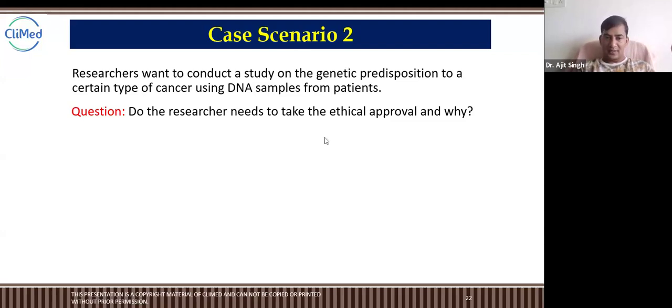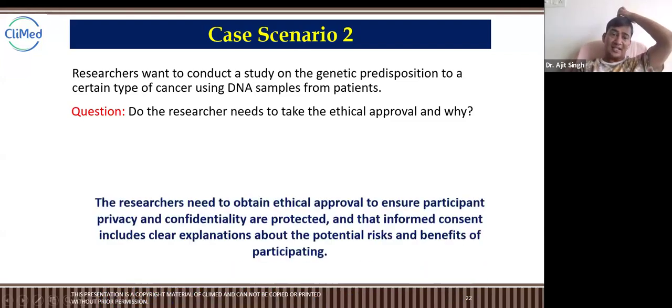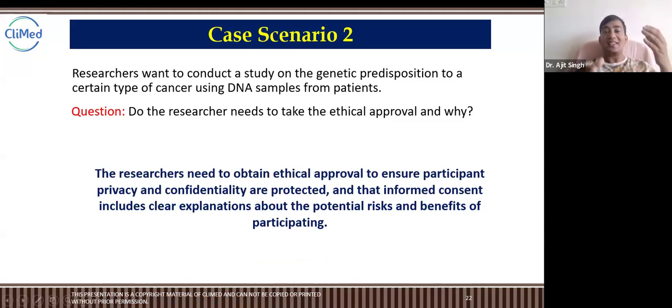Absolutely, yes. The researchers need to obtain the ethics committee approval to ensure the participants' privacy and confidentiality, and that informed consent includes a clear explanation of the potential risks and benefits of participating. Then definitely they need the ethics approval and the consent form also.